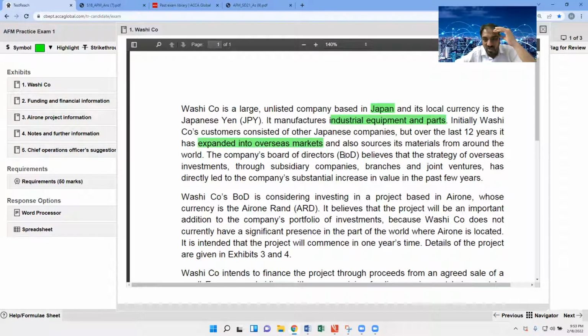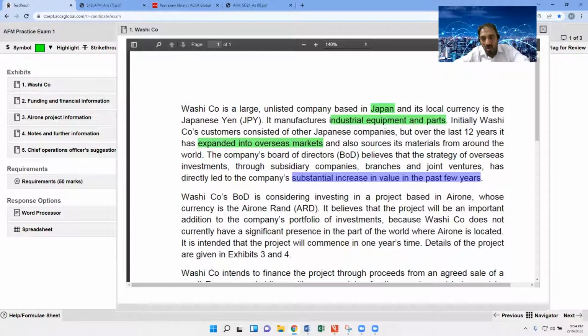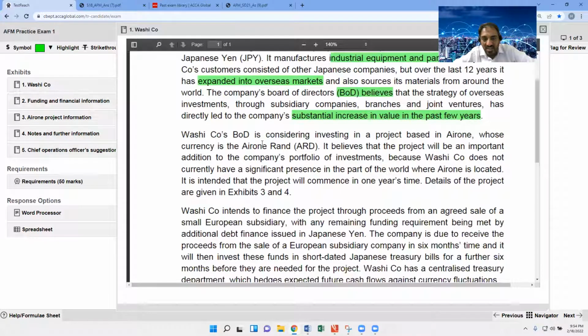The company's board of directors believes that the strategy of overseas investment through subsidiary companies, branches, and joint ventures, directly led by the company, has substantially increased value in the past few years. So, based on the board of directors' belief, a presence in the international market actually enhances the value of the business. Washi company's board of directors is considering investing in the project.